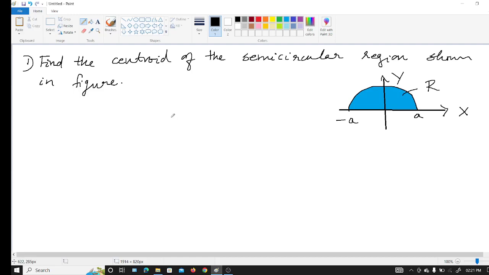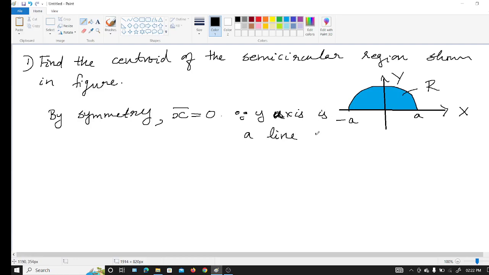Now here you can see that this semicircular region is symmetric about the y-axis. So by symmetry, x bar equal to 0, since the y-axis is obviously a line of balance.